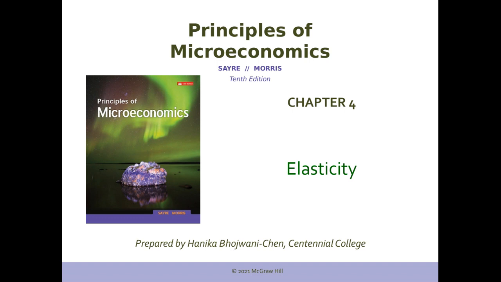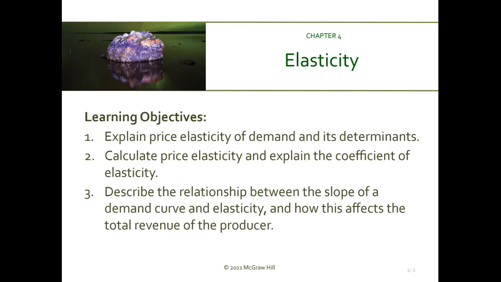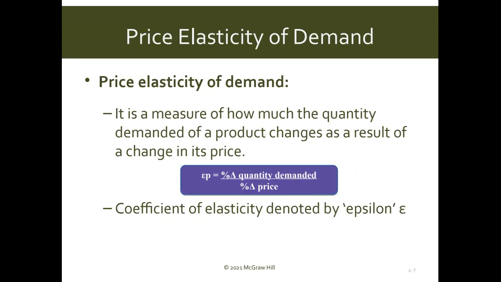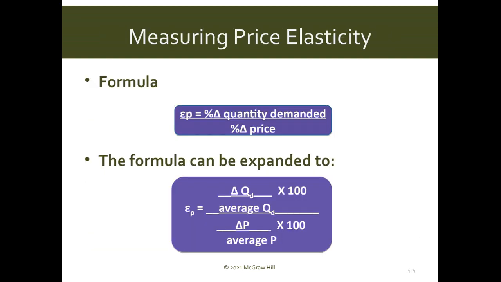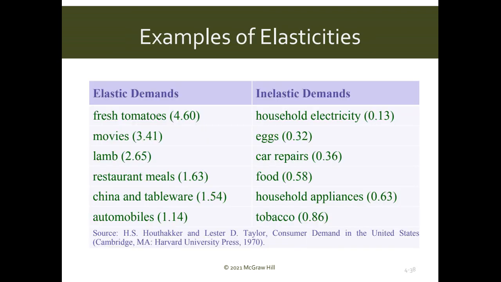Now I have uploaded PowerPoint slides for chapter number 4, elasticity, and I've discussed everything that is written here. These are some of the examples. Fresh tomatoes, elasticity is 4.6, highly elastic, because you may find other substitutes like yogurt. Movies, elastic. Lamb, elastic. Restaurant, elastic. China and tableware, elastic. Automobiles, elastic. Elastic means greater than 1. I know that all these numbers have a negative sign, but we just ignore the negative.